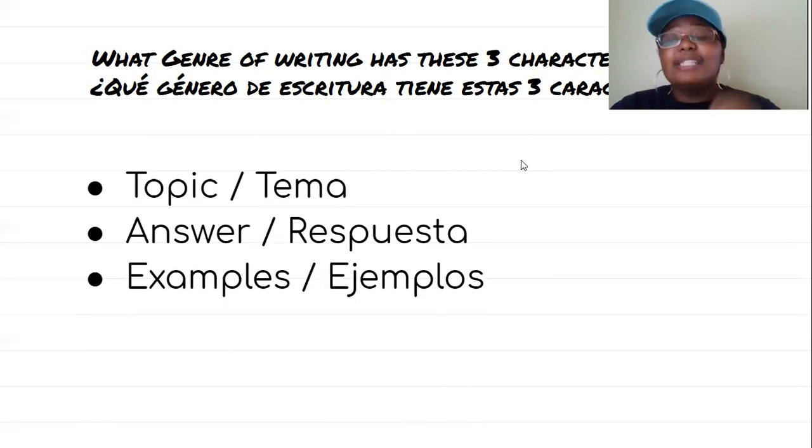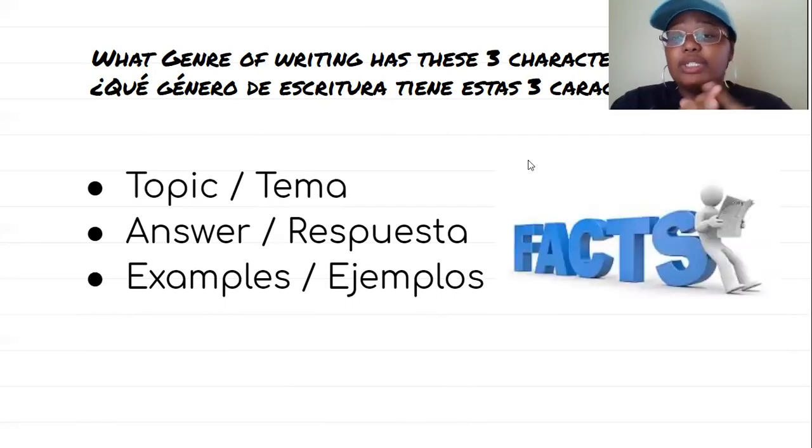Last one. What genre of writing has these three characteristics of writing? We have a topic, answer, and examples. What genre is it? You should have gotten expository. Our expository essays have our topic, our answers, and our examples.